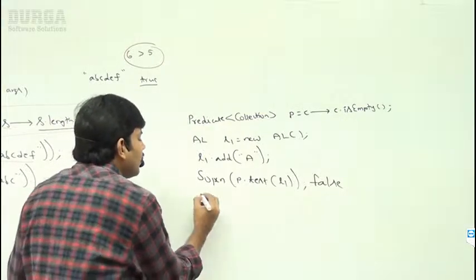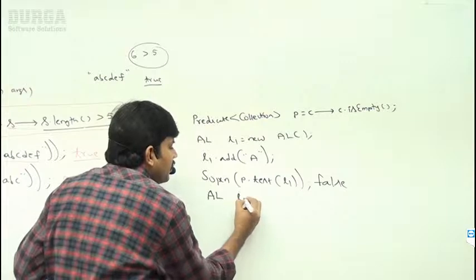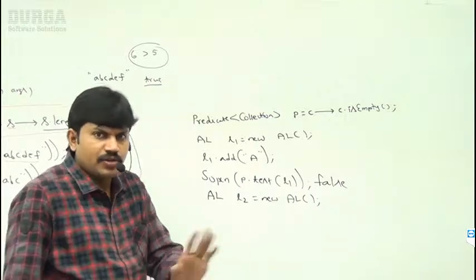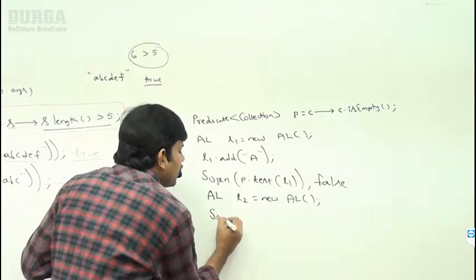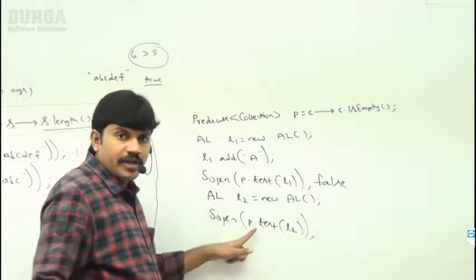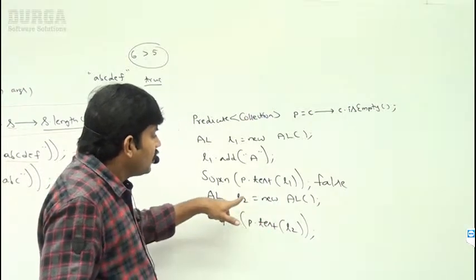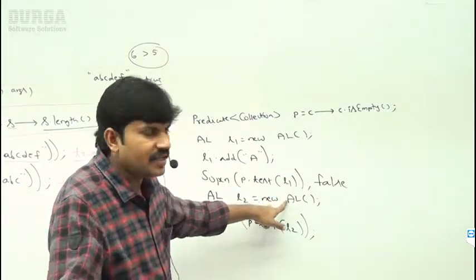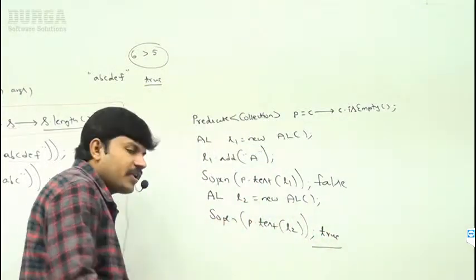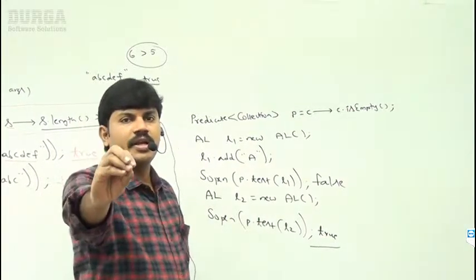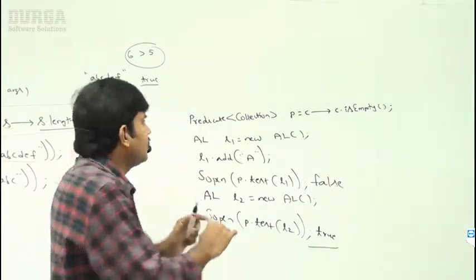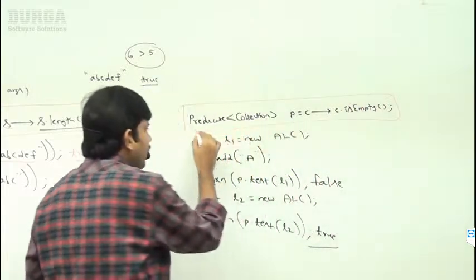Now, let me go for another one. Sir, I'm taking an ArrayList l2 is equal to new ArrayList. My ArrayList is empty, I don't want to add any element. Now, System.out.println(p.test(l2)), sir. Observe, is l2 empty or not? Yes, we didn't add any element. Then what answer are we going to get by default, sir? True. Everyone can understand, right? Write a predicate to check whether the given collection is empty or not. This is the predicate, right? That's all.